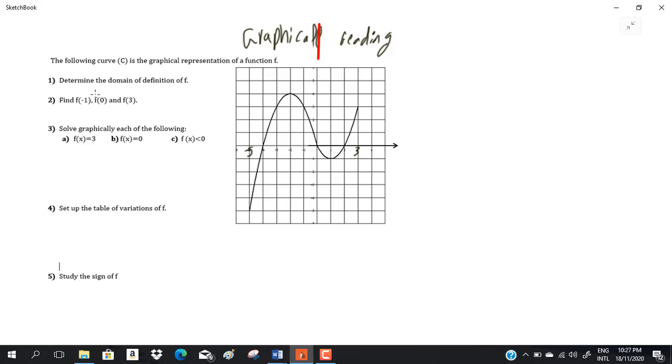The first question is: determine the domain of definition. Domain of definition means the set of values of x. The values of x start at -5 and end at 3. So the solution of the first part: domain of definition equals from -5 till 3.